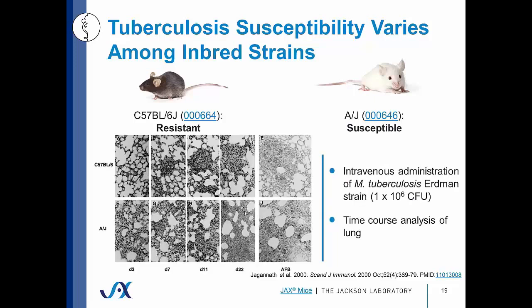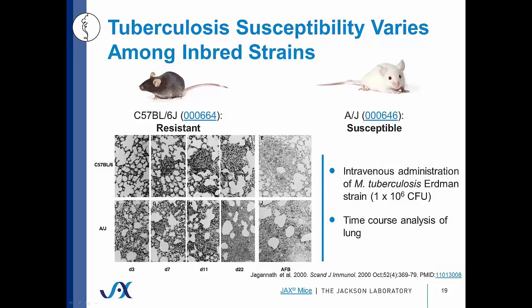So mice were also infected with the Erdmann strain intravenously, and then a time course analysis of the lung was performed, and we could see that 3 days post-infection, black 6 J mice had much lower levels of immune cell infiltration as compared to the AJ mice.